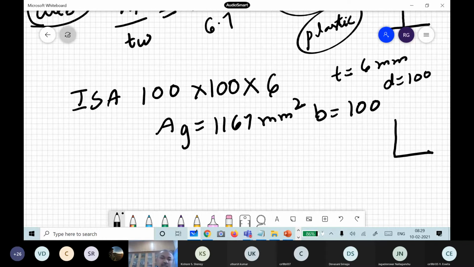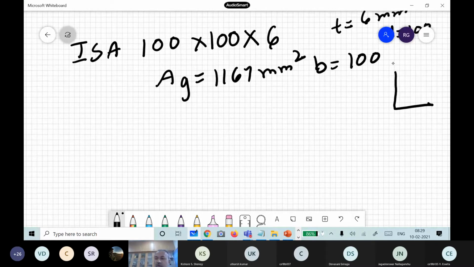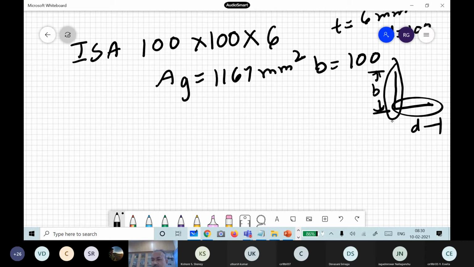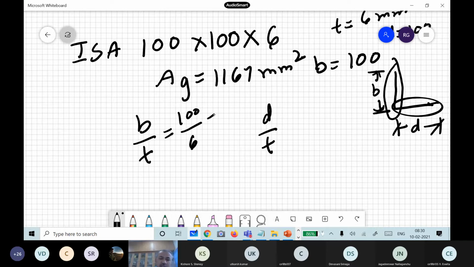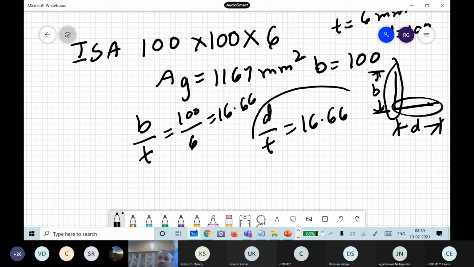Now classify this cross section. Here also you have to find out for this angle. Of course, in this case both of them will be the same because it is an equal angle section. Now here you will use how much, B or B by 2, or what is the effective value for these sections? B itself, fine. So B by T, and the other one will be D by T. Both are the same in this case because it's an angle. So 100 by 6 turns out to be 16.66. This also is 16.66. Now we have to classify the section.